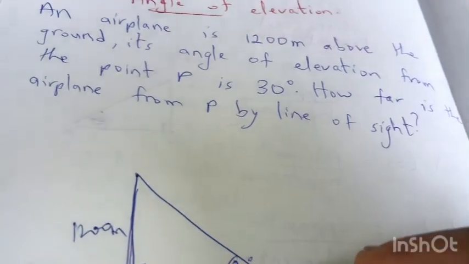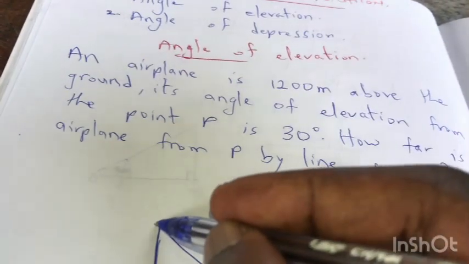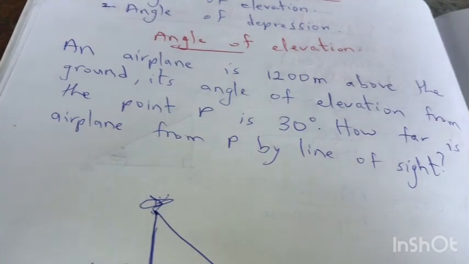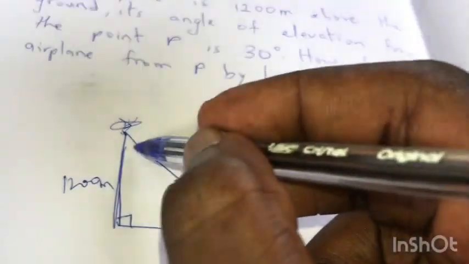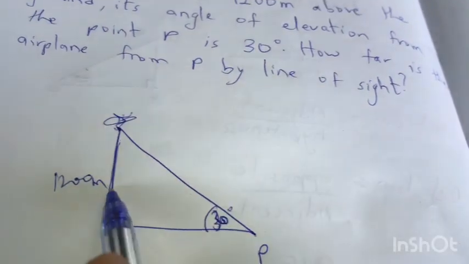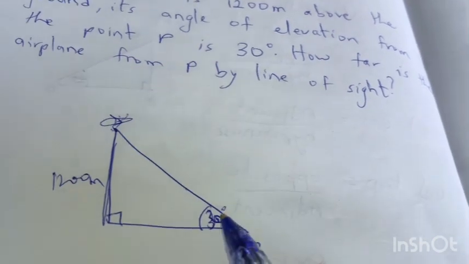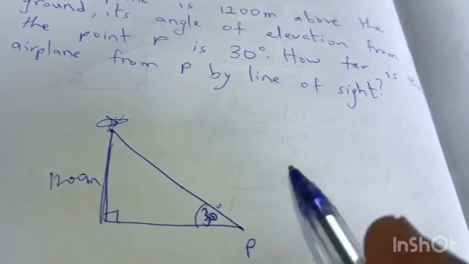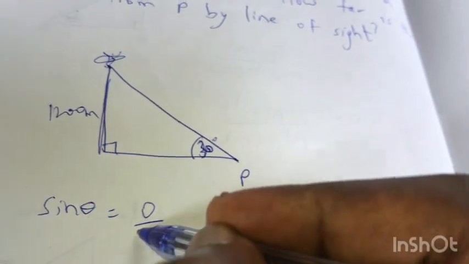If someone is standing at P, the person will see the airplane here, so the person has to look in this direction. This line of sight is the hypotenuse. If you have an angle, this part is the opposite, and we have the hypotenuse. Opposite and hypotenuse, which trig ratio can you use? Exactly, sine theta equals opposite over hypotenuse.